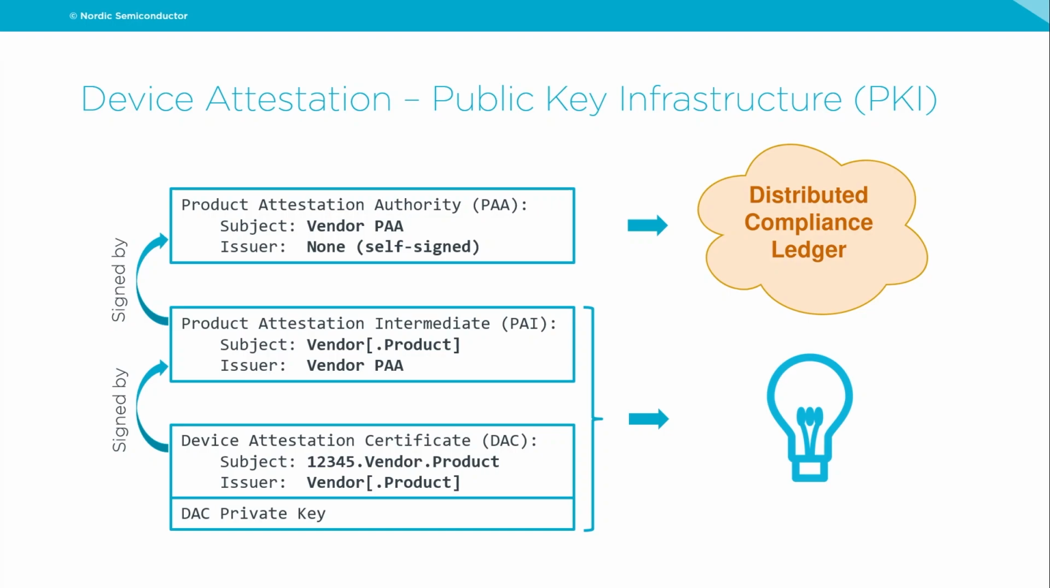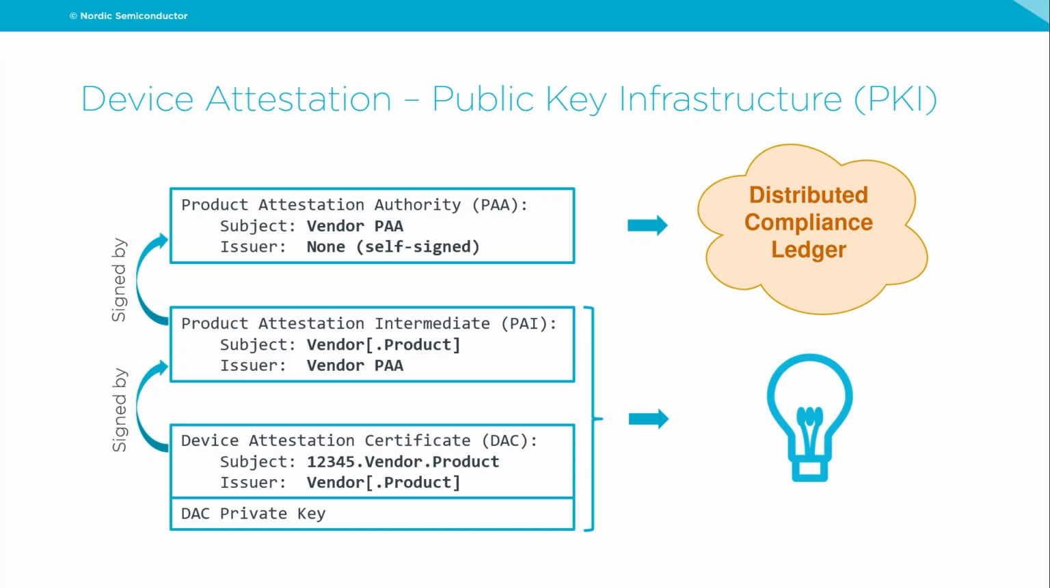PAA certificates can optionally be limited to issuing PAI certificates only with a certain vendor ID. Next in the chain is the Product Attestation Intermediate, PAI, which is an entity that is directly responsible for issuing device attestation certificates. As you can see, the PAI is limited to generate DACs with a certain vendor ID and optionally a fixed product ID.